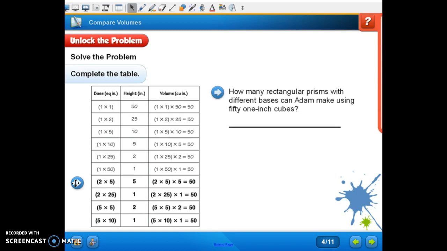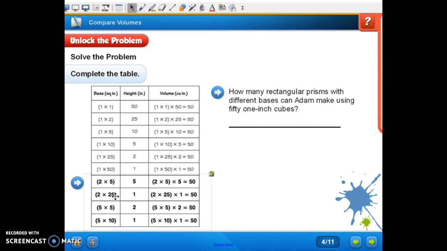So if I have 2 times 25, that's 50. And what would I have to multiply 50 by to get a volume of 50? 1. Then they did 5 times 5, which is 25. And what would I have to multiply 25 by to get 50? 2. And then they did 5 times 10 to get 50, and then again you would multiply that by 1.